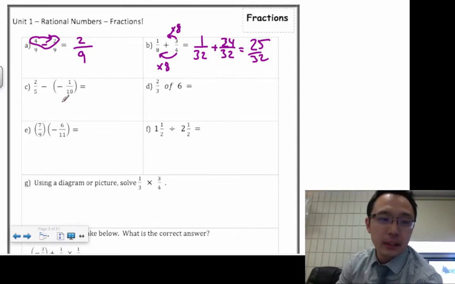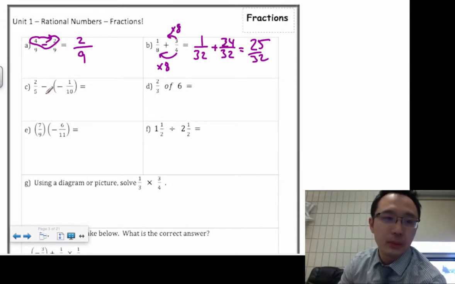See, for this one I have 2 signs. Always combine your signs into 1. So I'm still going to write this step 2 over 5. Negative, negative makes a positive. 1 over 10. Now I have 1 sign, so that's easy.